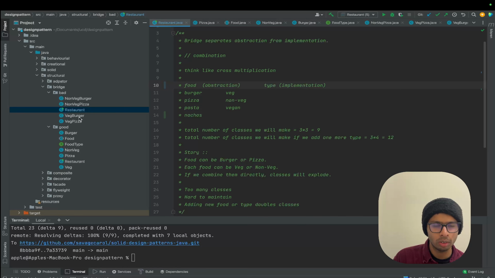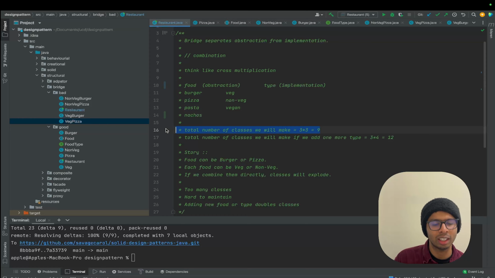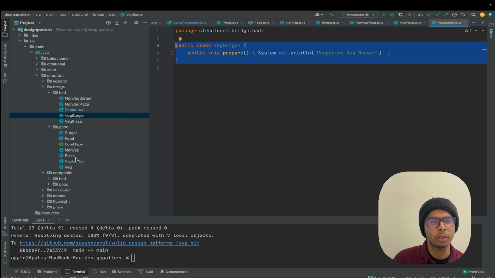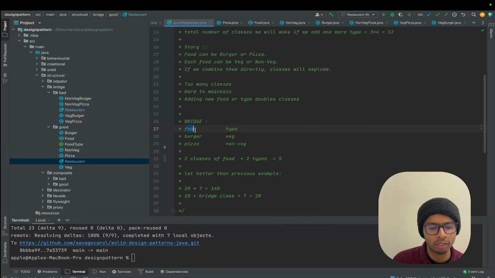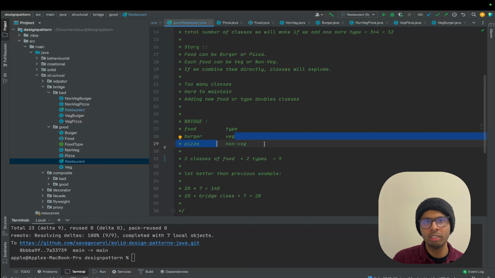So now we are going to use the same thing. We have already discussed this bad code, where we have to make so many classes: non-veg burger class, non-veg pizza class, veg burger class, and veg pizza class. And we have also studied this cross combination. So now let's move to the good code. For the good code, I have taken the food as burger and pizza, and the types, which are our implementation, are going to be veg and non-veg. Here we are not going to do a cross combination. Here we are going to make a bridge. So let's see how we are going to make it.